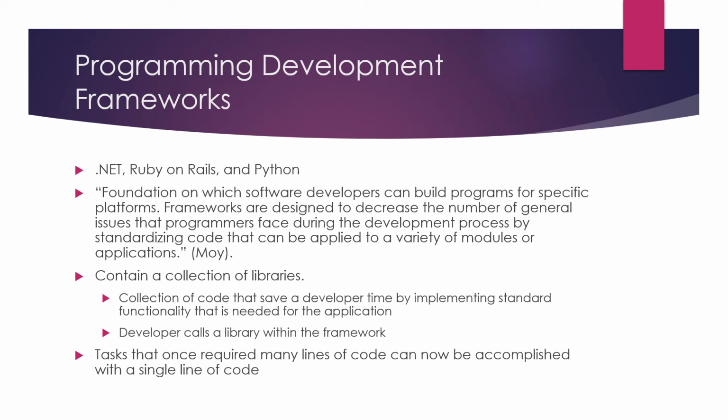The developer just calls a library within the framework to perform some task, and then they can use that code to do their process. Say they want to print something, instead of having to write hundreds of lines of code possibly just to do a print, they can do one line of code that's in the library, and it'll accomplish the print function.